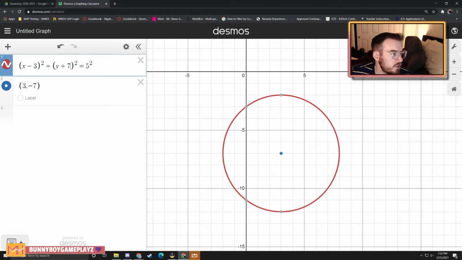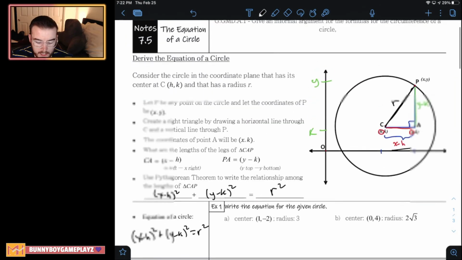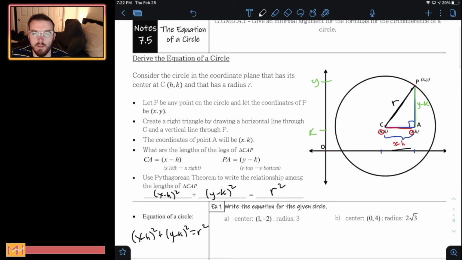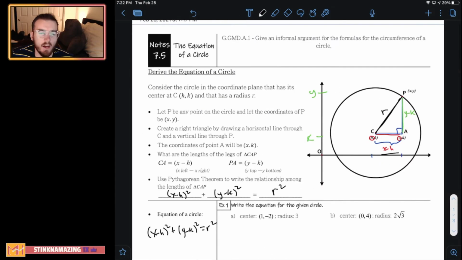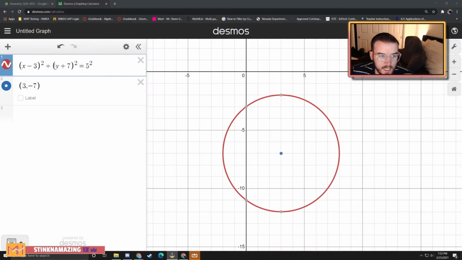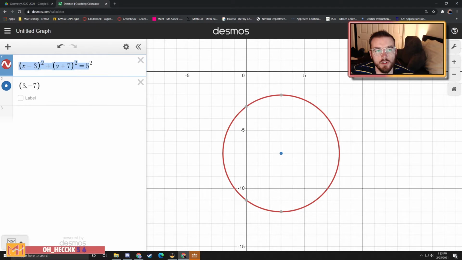I don't need you to stress about how I came up with the equation. That's not the gist of our lesson today. What I want you to stay focused on is how to read the equation. These two numbers tell you the center of the circle, and this number right here tells you the radius.